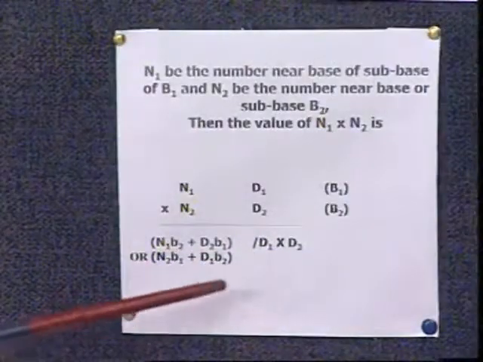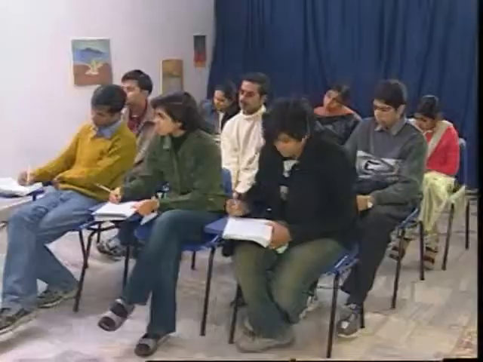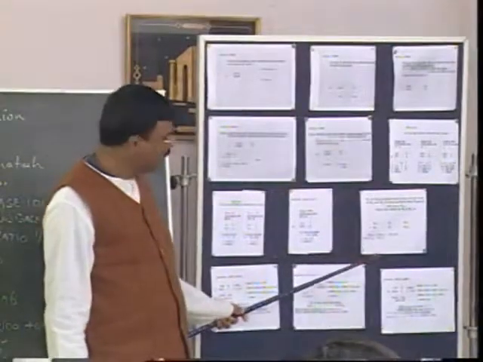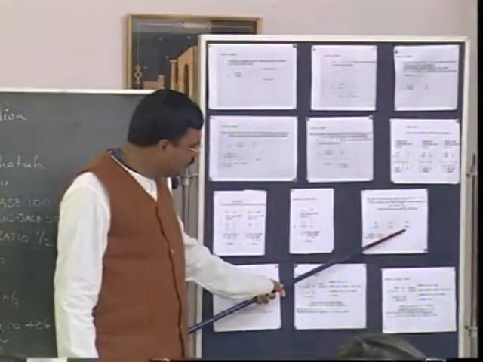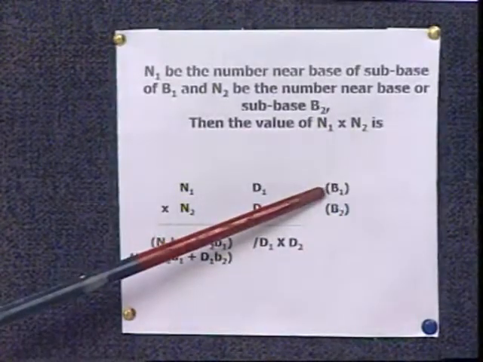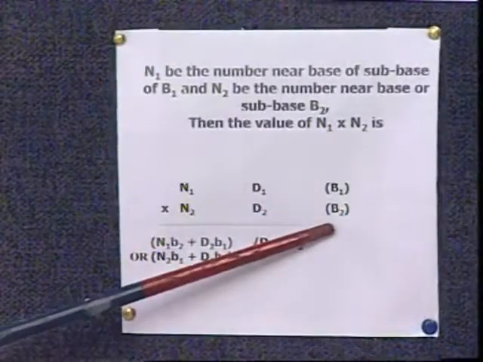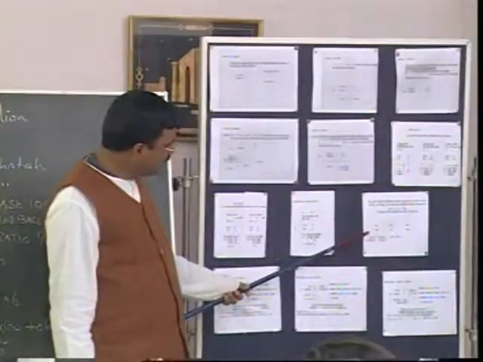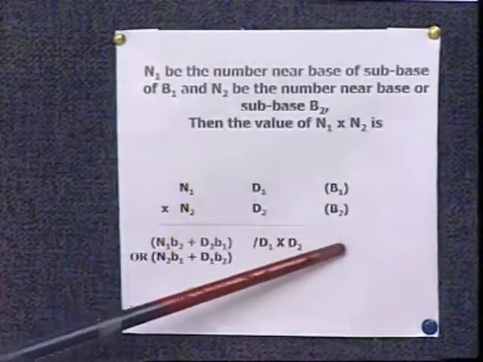To get the right part, there is only deviation multiplied by another deviation, d1 and d2. To get the left part, in the case of different bases, you have to multiply n1 multiplied by b2 plus d2 multiplied by b1, or otherwise n2 multiplied by b1 plus d1 multiplied by b2.